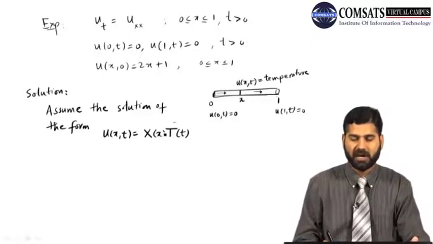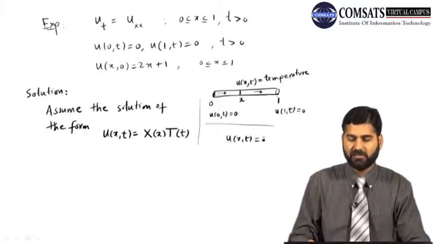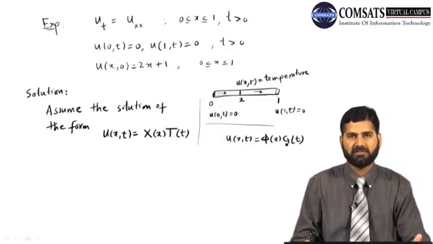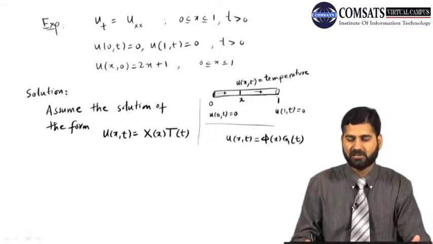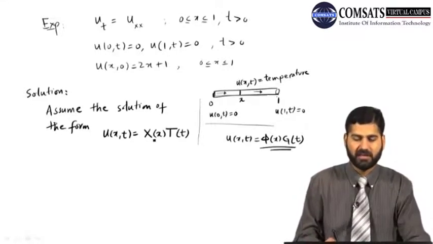In many books, like the book I mentioned by Haberman, and the notation which Shankara Rao uses in his book, he uses phi for x and capital G for t, or sometimes h for t. So this is your choice, whatever you want. It's not necessary.